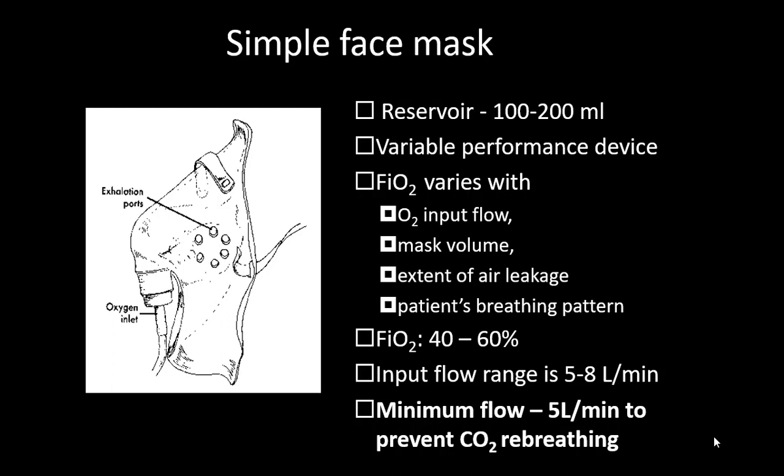FiO2 depends on oxygen flow, mask volume, extent of air leakage, and the patient's breathing pattern. So FiO2 delivered is 40 to 60%, and gas flow required is 5 to 8 liters per minute. We have to keep at least 5 liters of gas flow to prevent rebreathing of CO2. There is no increase in FiO2 if we increase the flow to more than 8 liters. Why? Because the capacity of the reservoir is already full.